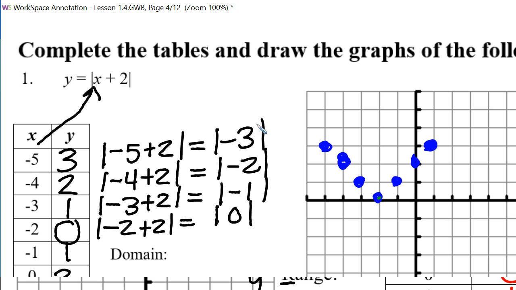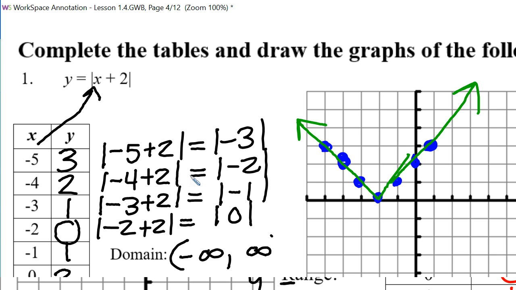for absolute values. And make your V. And make sure you put arrows showing it keeps going up. Domain, what does domain mean? X. What do these arrows mean? Keeps going, so it keeps going to what number on the left? Negative infinity, and it keeps going to what number on the right? Positive infinity. Can I touch infinity? No, so both of these get parentheses.